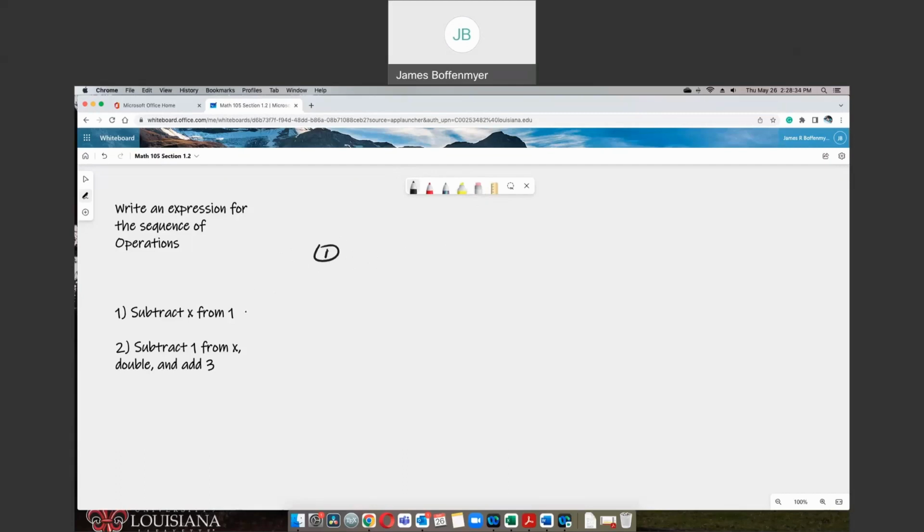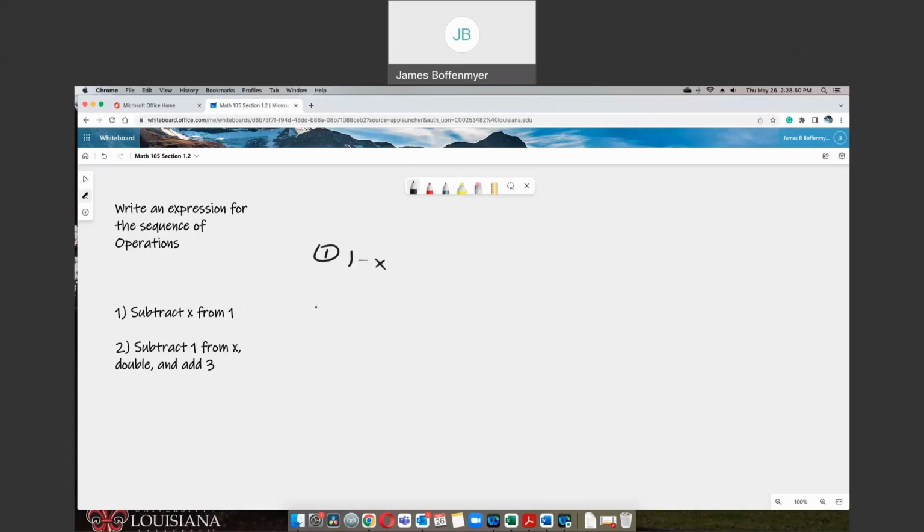So for number 1, subtract x from 1. That would actually be written as 1 minus x. And that's how we can translate this sequence of operations into a mathematical expression.